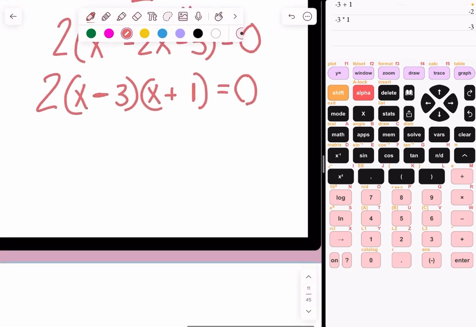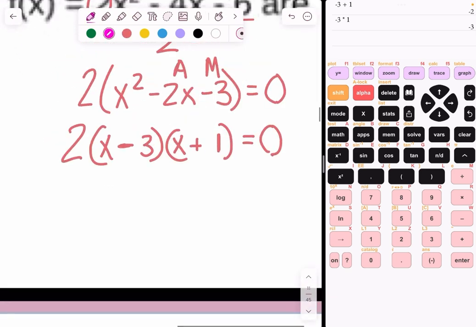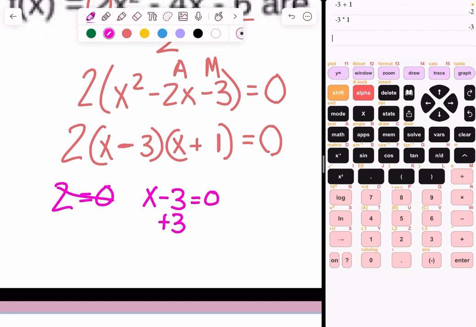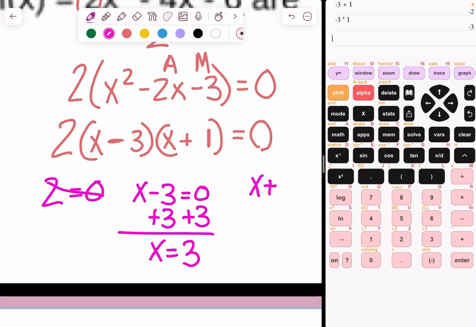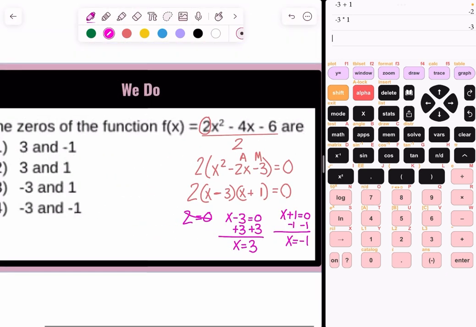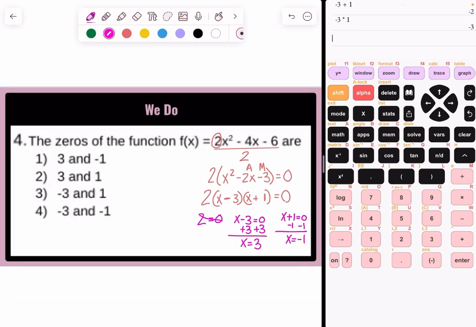Now we're going to set each of these equal to 0. x plus 2 equals 0, that doesn't work, so we're going to cross that out. Then x minus 3 equals 0. Well, to get rid of the minus 3, we would add 3. So that's going to give us x equals positive 3. And then we have x plus 1 equals 0. To get rid of the plus 1, we're going to subtract 1. And that gives us x equals negative 1. So we need an answer that has negative 1 and 3, which is choice 1.